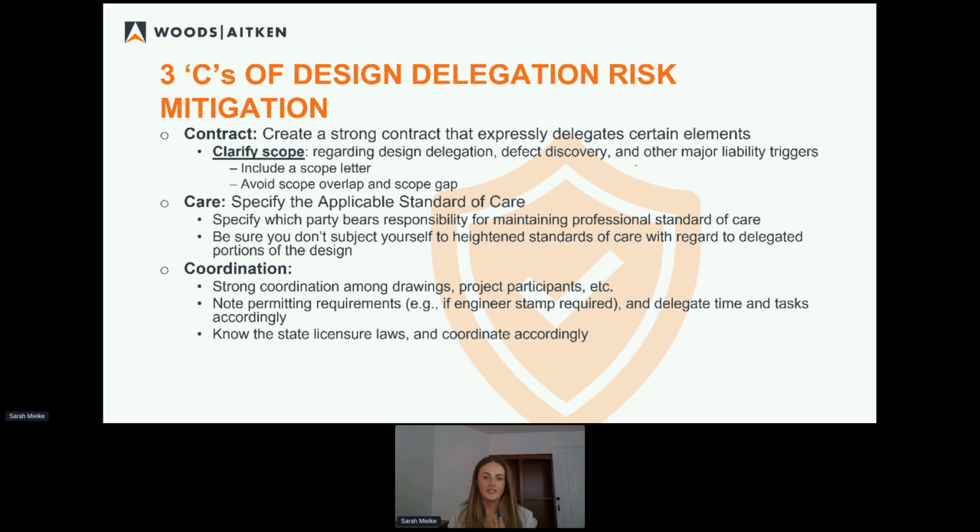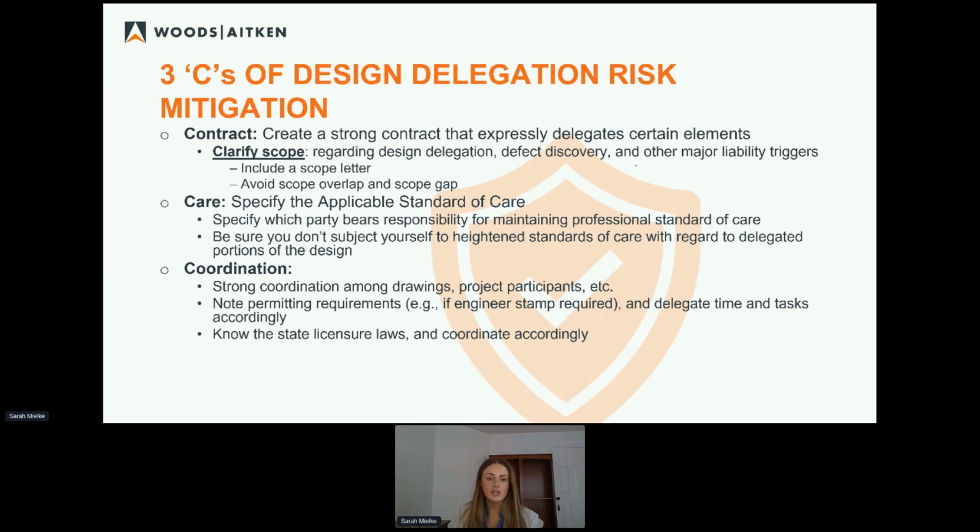For the next C, care, the standard of care: specify the applicable standard of care, and specify which party bears responsibility for professional services and for the professional standard of care. Because if you sign up to perform a professional service, are you going to be on the hook for not meeting that professional standard of care, in addition to breaking the law and engaging in the unauthorized practice of engineering? So it's definitely something to think about and to be very clear about what your standard of care is. And do not subject yourself to higher standards of care with regard to the delegated portions of the design.